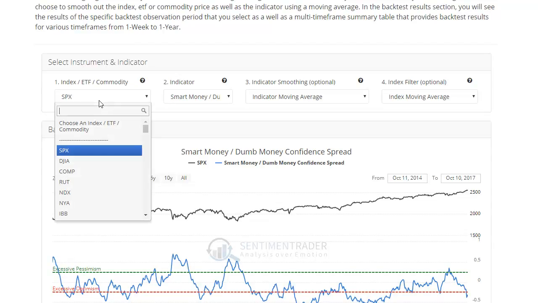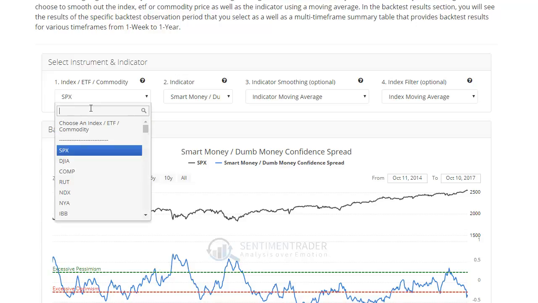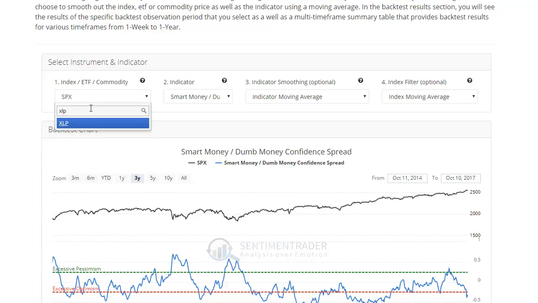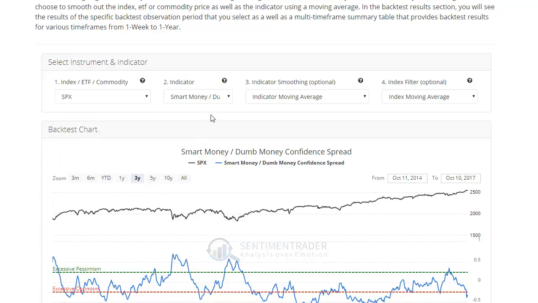Now, if you want to change that and test how extremes in the indicator performed against the Dow, the NASDAQ Composite, the Russell 2000, even maybe a foreign market like the Shanghai Composite or TSX for Canadian stocks, you can do that. You can do it against one of the ETFs like maybe IWM, maybe consumer staples. If that's a sector you're looking at, you can choose any of those to test against. But we'll just leave it as the default against the S&P 500. Don't need to change the indicator because that's what we want to test.